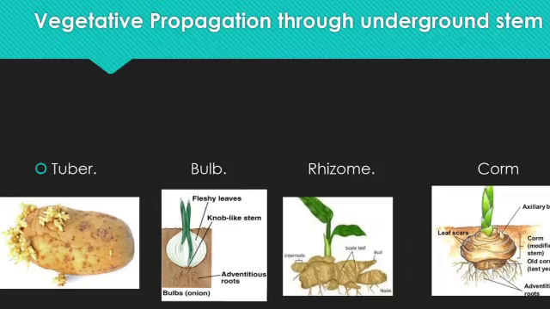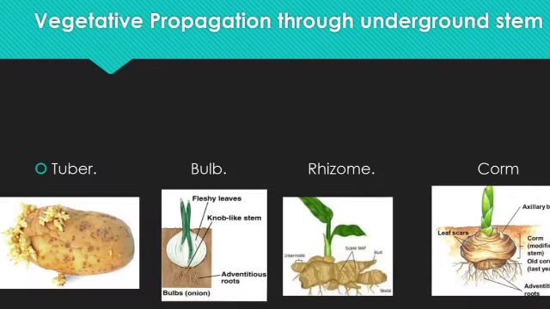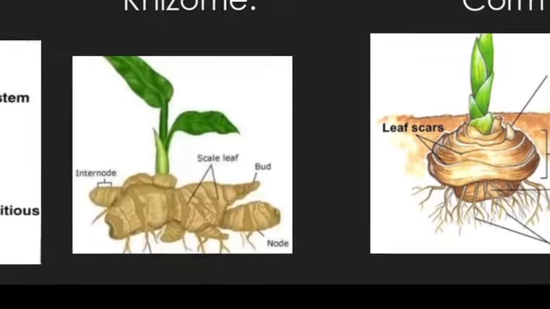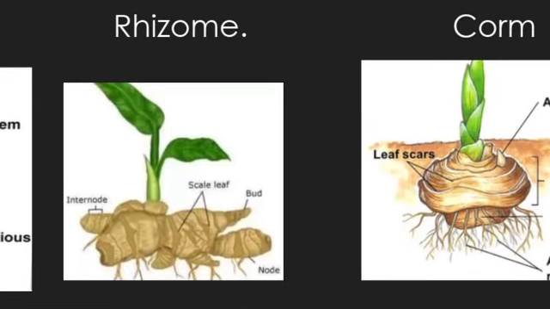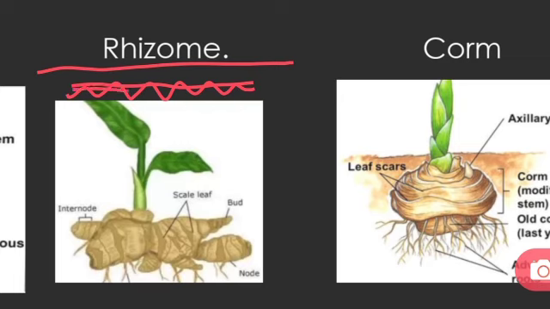Next type comes rhizome and corm. Rhizome is nothing but an underground stem that mostly grows in a horizontal way. Like suppose this is a soil, the swollen stem that grows horizontally is known as rhizome. So this is a structure of turmeric. I think all of you know turmeric, that is haldi, in Hindi we call it.